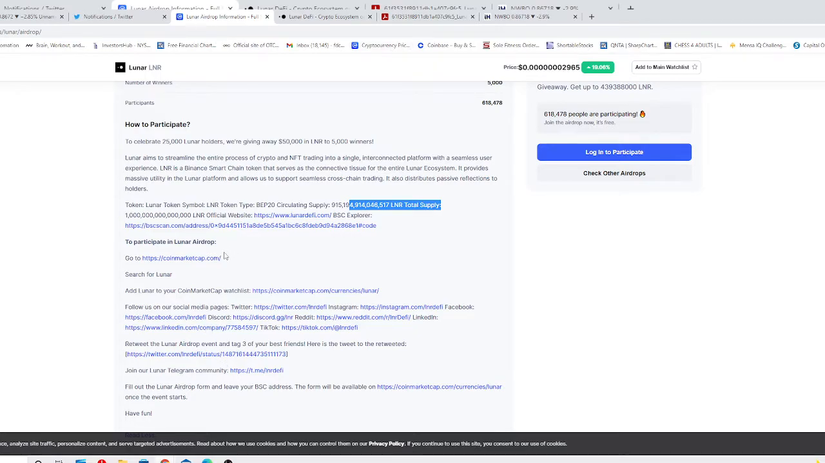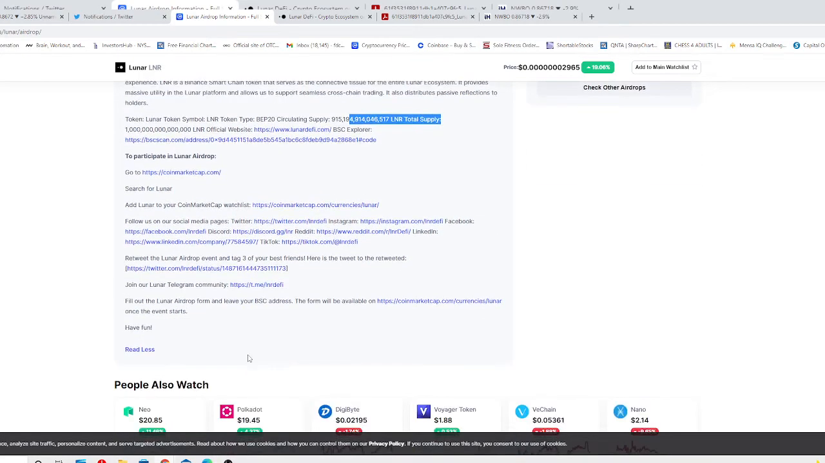To participate in Lunar Airdrop, you can go to this website, and you can find all this information in here. I'm gonna put it below in my website as well.